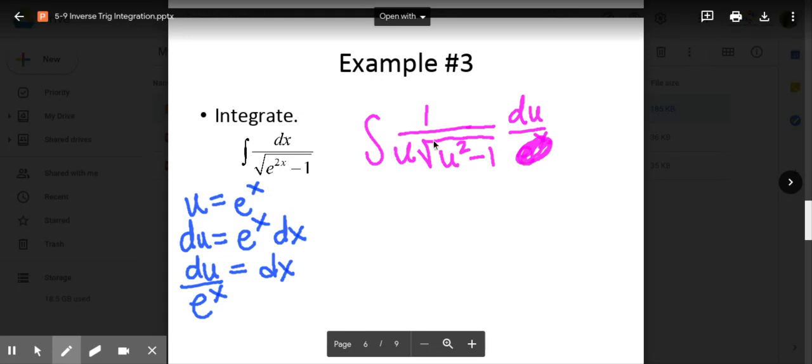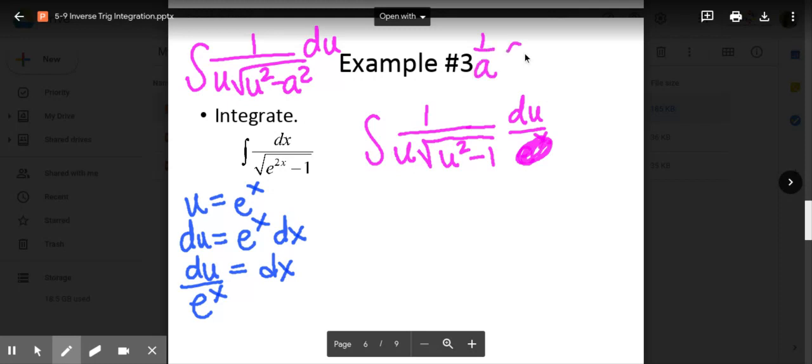So now who does this look like this is? All right, I've got 1 over u square root. So now I've got something out in front of the radical. So this is looking like the arc secant. All right, so the arc secant was 1 over u square root of u squared minus a squared du. And that gave us the 1 over a, I'll write it over here, 1 over a arc secant of u over a plus c.